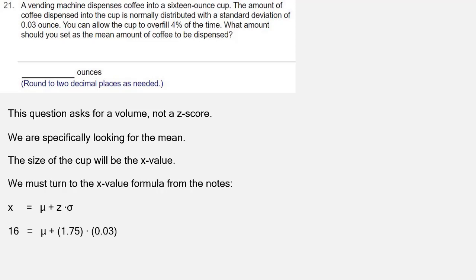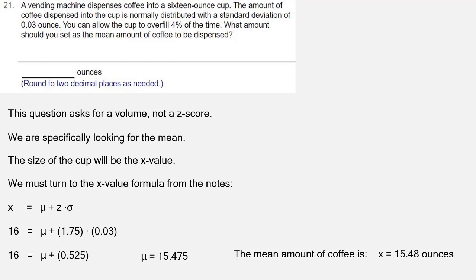We get 16 equals mu plus our z-score, which was 1.75, times the standard deviation, which was 0.03. When we multiply that out, we find out that 16 equals mu plus 0.525, and subtracting 0.525 gives us a mu value of 15.475. We're supposed to round this to 2 decimal places, so that means the mean amount that we should set the machine to dispense is 15.48 ounces, and then it'll overfill about 4% of the time. That's your answer.